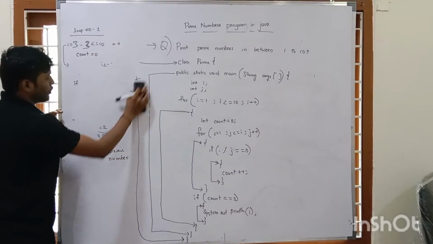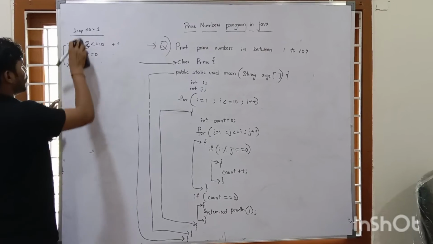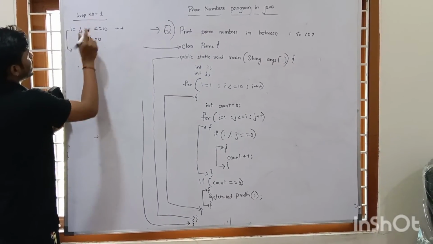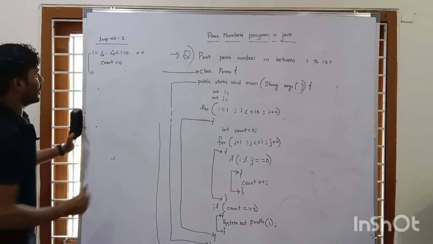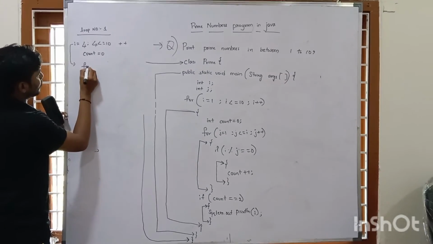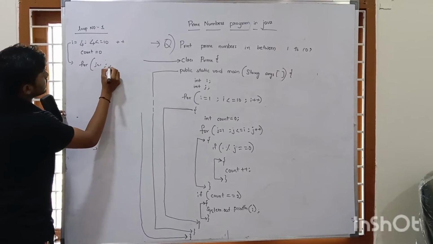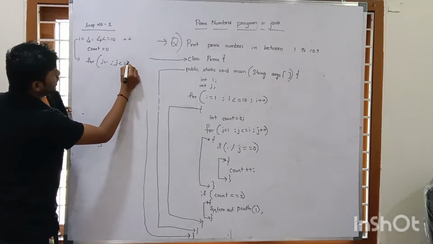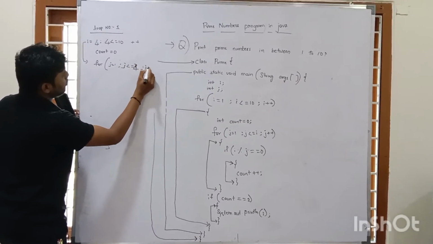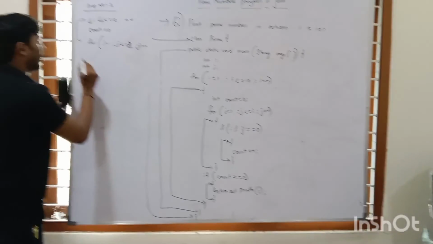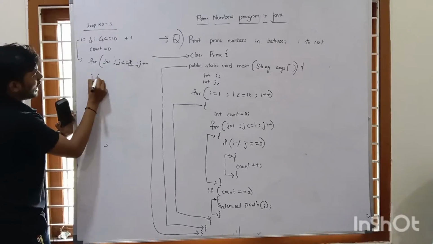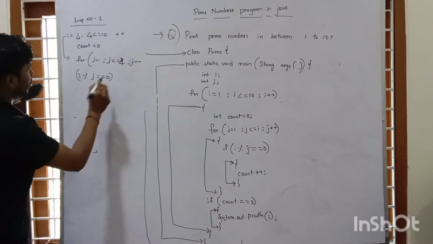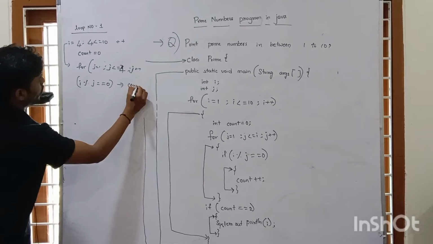Finally I am explaining the 4. Now when coming to the 4, i equal to 4, and then 4 less than or equal to 10. Now in that loop, for j equal to 1 and j less than or equal to i. i is nothing but 4 here, and then j plus plus. This is the second loop. Now here the condition is i percent j equal to 0. This is the condition. When this condition is satisfied, then only count will be plus plus.